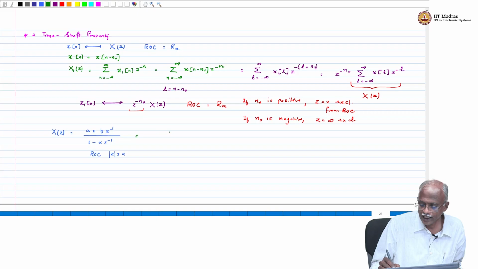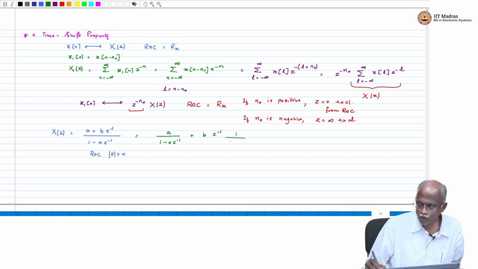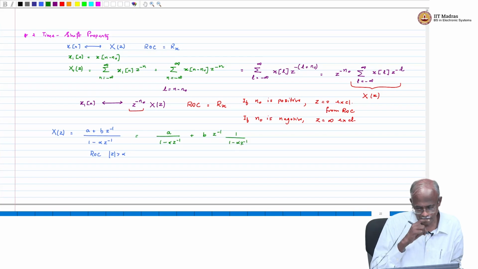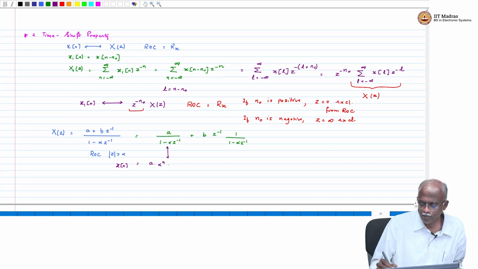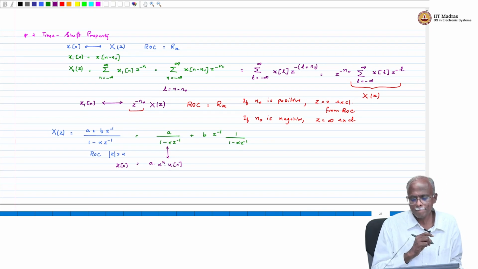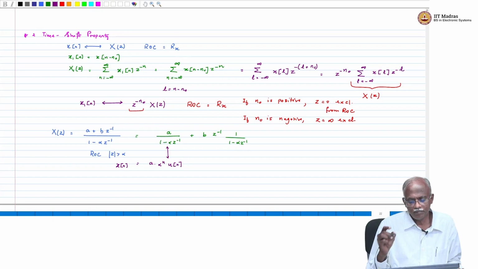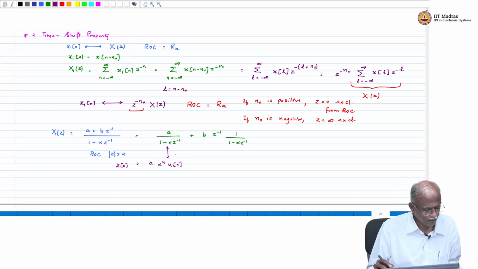So I'm going to write this as A divided by (1 minus alpha z inverse) plus B times z inverse into 1 over (1 minus alpha z inverse). Okay, so the first term says a scale factor A into 1 over (1 minus alpha z inverse). So therefore x of n from the first term will be alpha raised to the power n u of n.